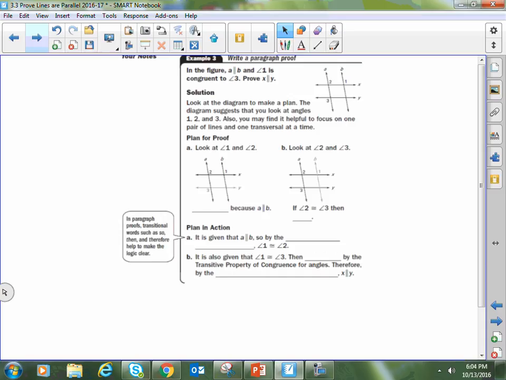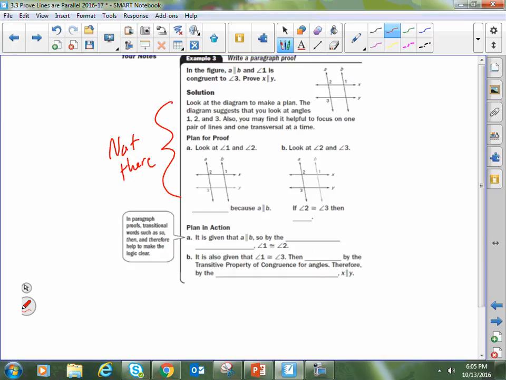So in the figure, we're telling you that line A is parallel to line B and that angle 1 is congruent to angle 3. So can you prove that angle X is parallel to angle, angles aren't parallel. Can you prove that line X is parallel to line Y? All right. So what you would have to do is you'd have to think to yourself, because all of this text, all of this stuff is normally not here.